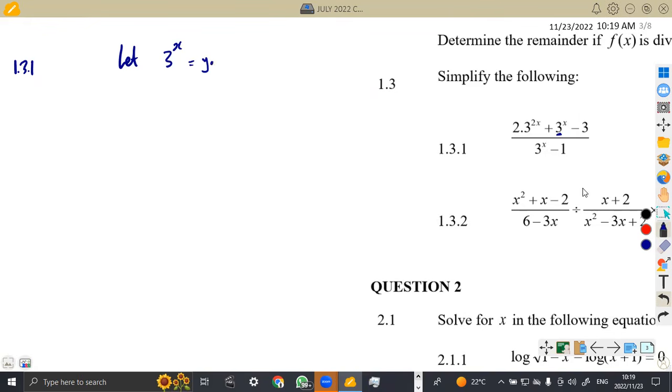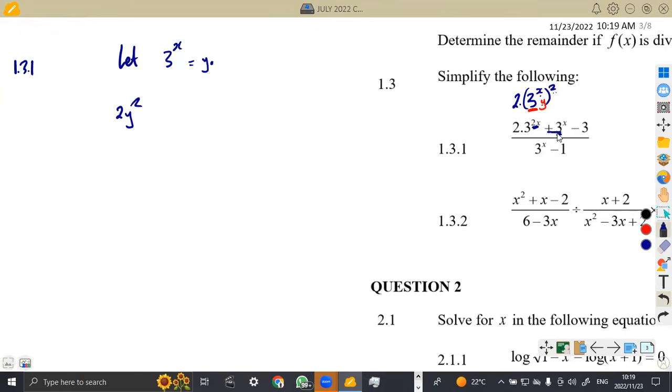So let's check this part. We've got 2 by 3 to the exponent of 2x. 3 to the exponent of 2x is the same as 3 to the exponent of x, all to the exponent of 2. If you multiply x times 2, you get 2x. So in place of 3 to the exponent of x, we replace with y. So it's going to be y squared. So this is going to be 2y squared.